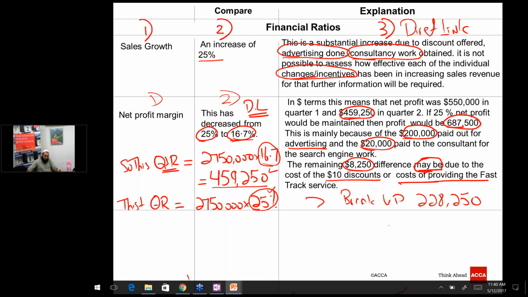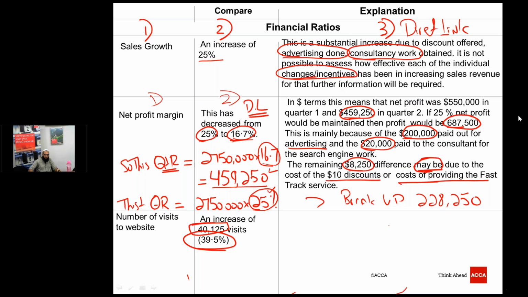Okay. The next, number of website hits increased by 39.5%, which is actually 40,125. So what is the reason for that? Why did it increase by 39.5%? Come on, I need quick answers from you people. Come on, please be fast. Why did website hits increase by 39.5%? Any reason?